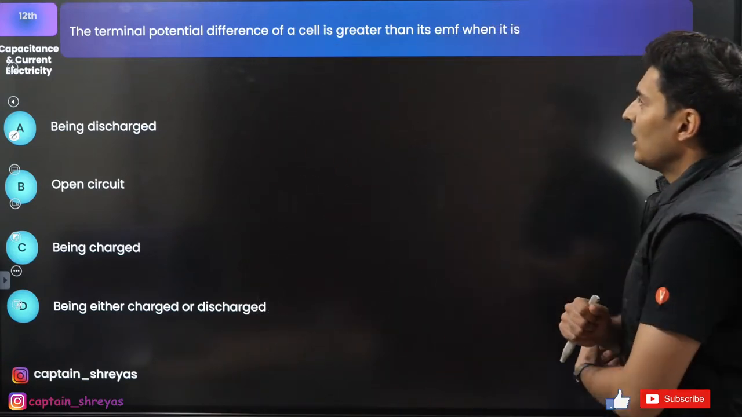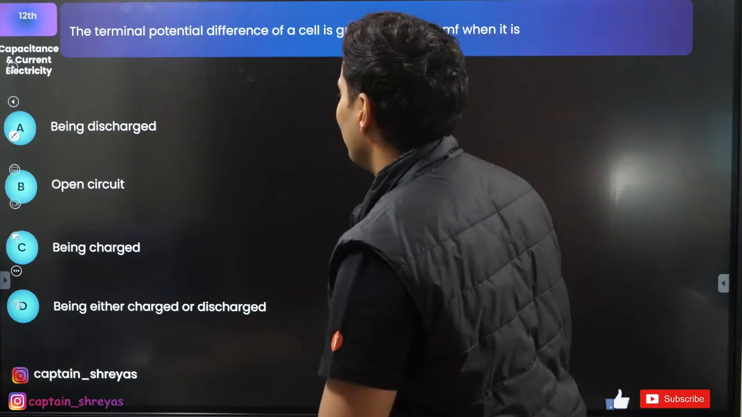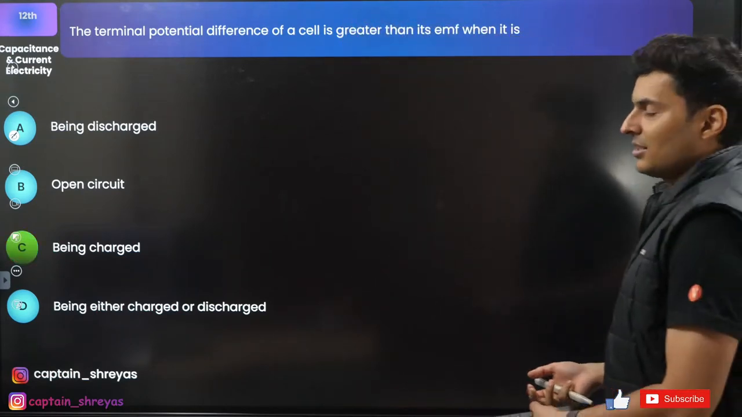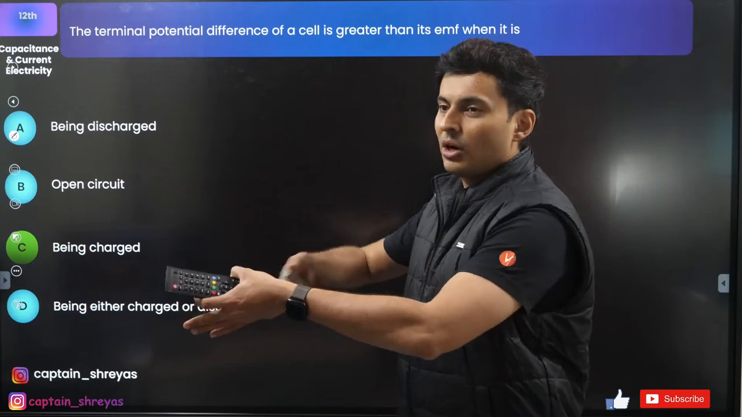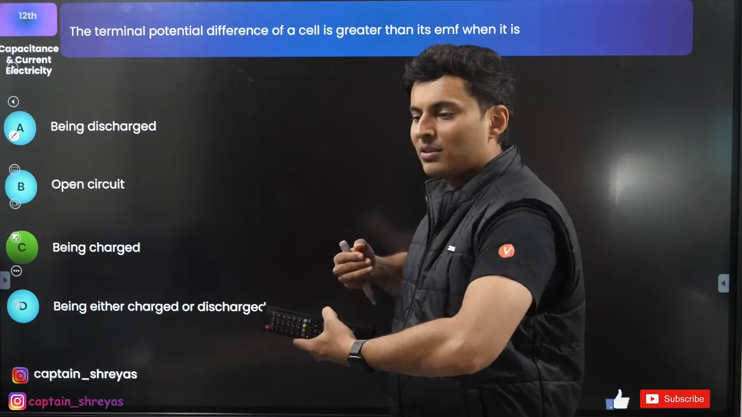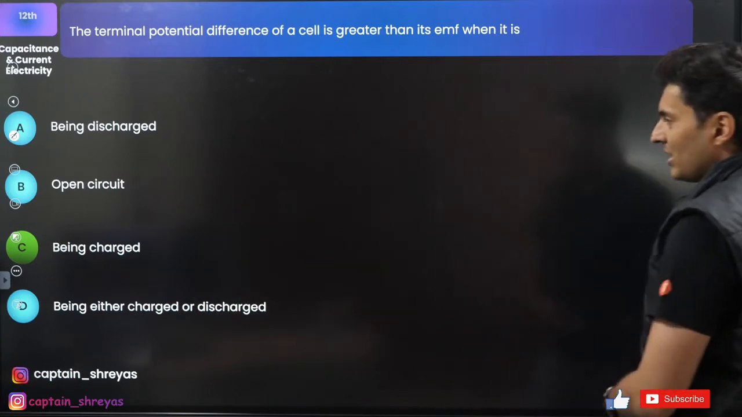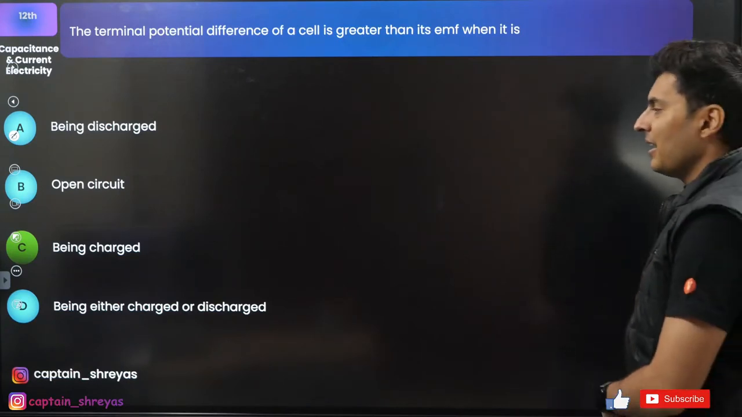Okay. So, terminal potential difference of a cell is greater than the EMF when it is being charged. I just told you, when you charge it, you have to supply slightly more because you know something is already going to go off. So, that's why it is charged. E plus IR it is.